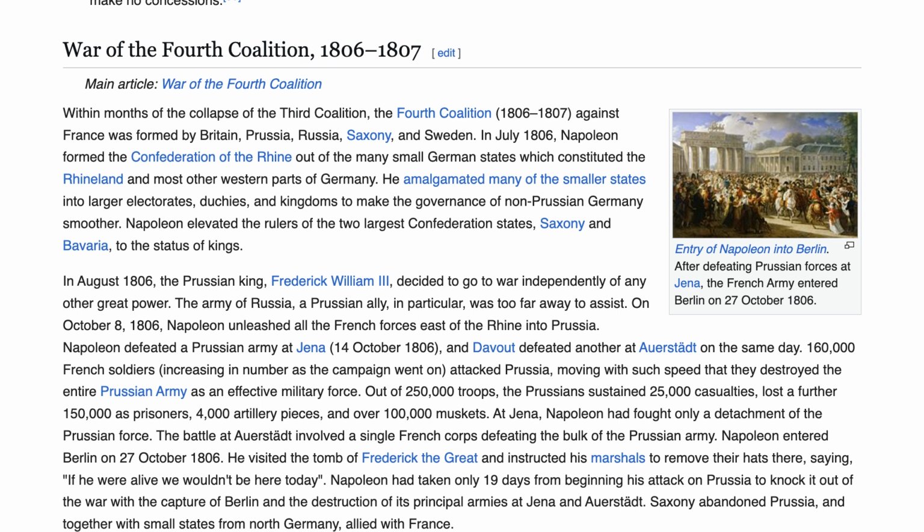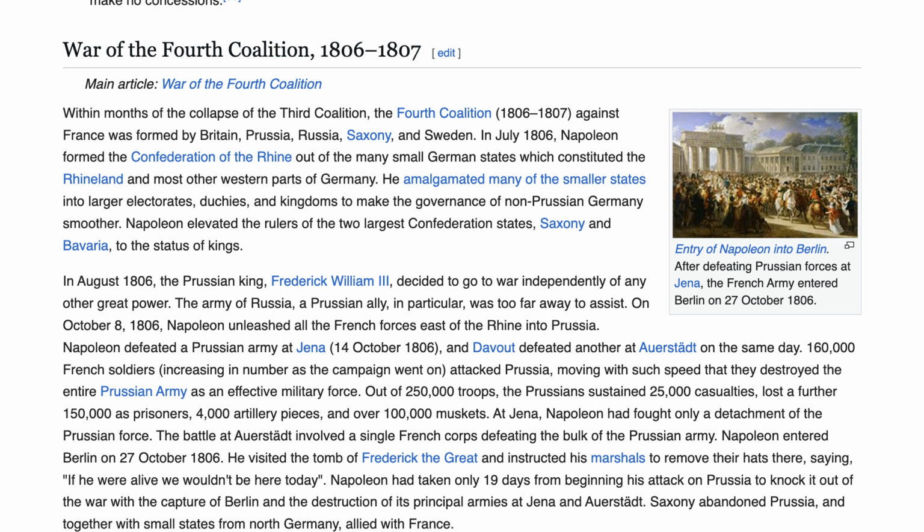War of the Fourth Coalition, 1806–1807. Within months of the collapse of the Third Coalition, the Fourth Coalition against France was formed by Britain, Prussia, Russia, Saxony, and Sweden. In July 1806, Napoleon formed the Confederation of the Rhine out of the many small German states which constituted the Rhineland and most other western parts of Germany.